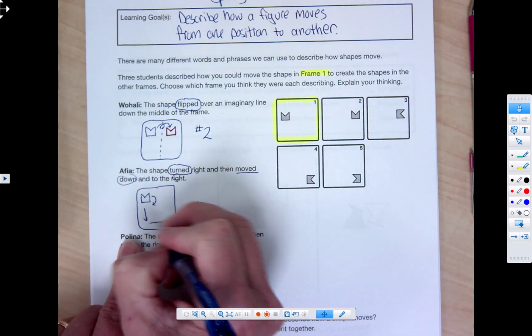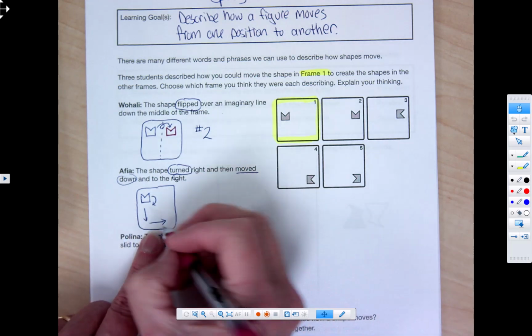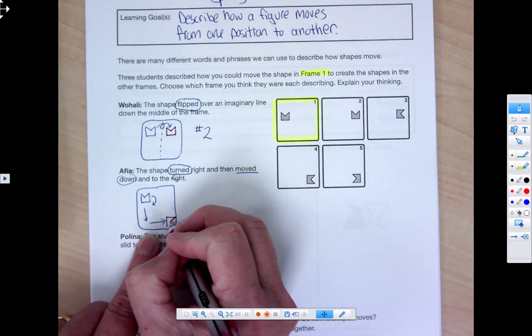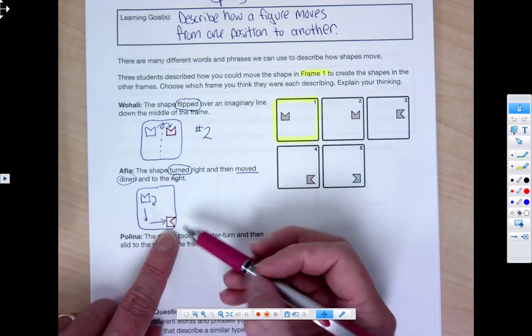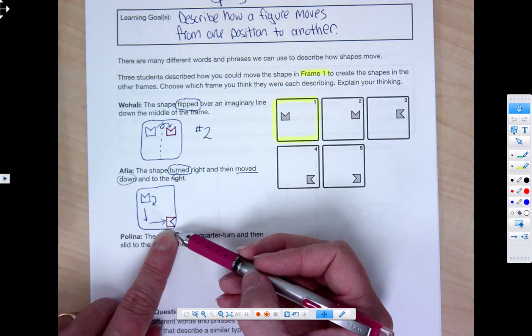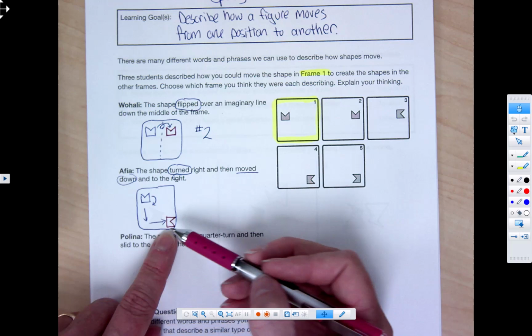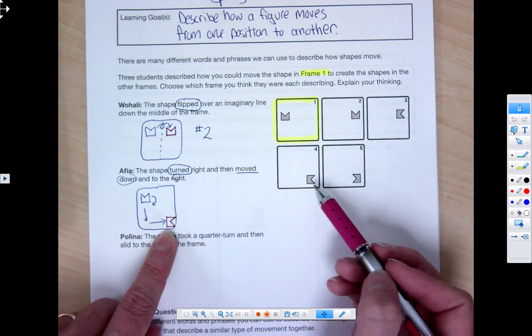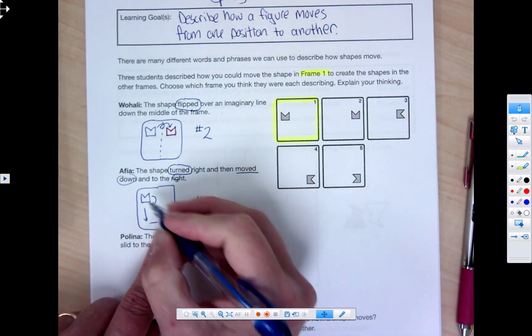So let's picture all of those things happening. We've tipped it over, slid it down and to the right. Now that it's tipped over, that crown shape is kind of facing to the right. So let's look and see which of the frames up here end up with a tipped over crown in the lower right-hand corner. And it looks like it's this one right here. We're just describing how we're moving from one place to another.